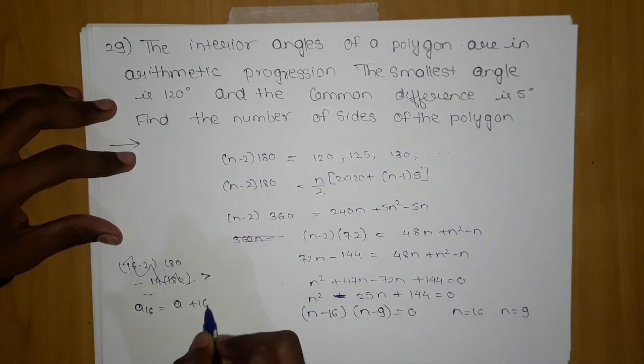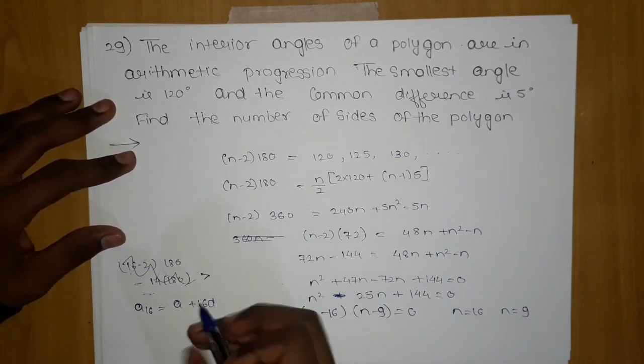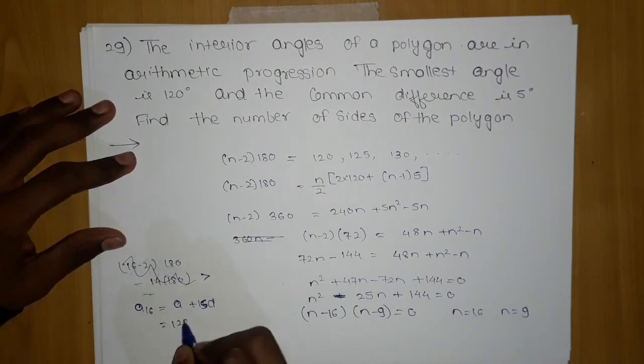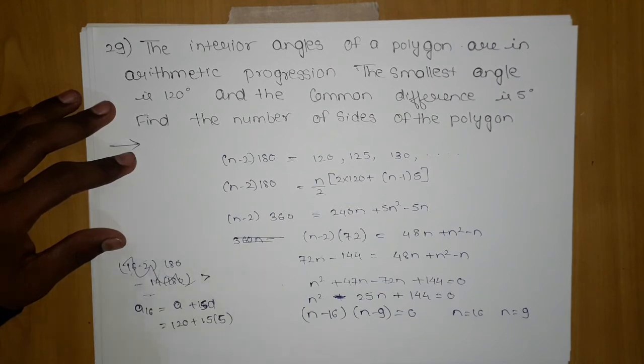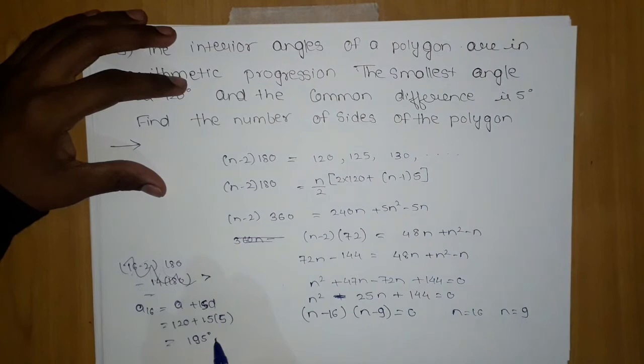First angle plus 15 times d, that we want to find. Now what do I have? 120 plus 15 into d, where d is 5. So if I add this, I get 195 degrees. And you know that angles of a polygon cannot be greater than 180, but here we are getting 195 degrees.